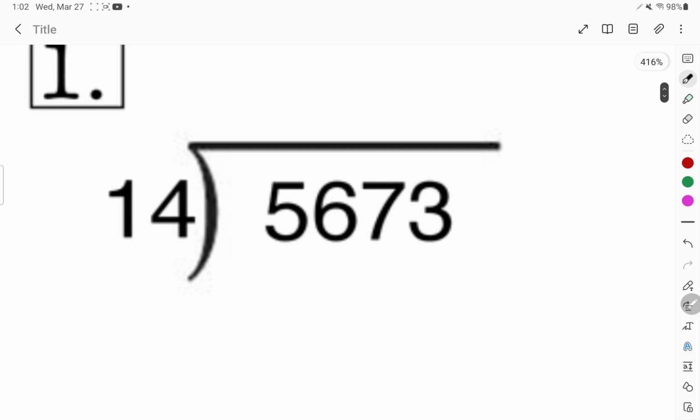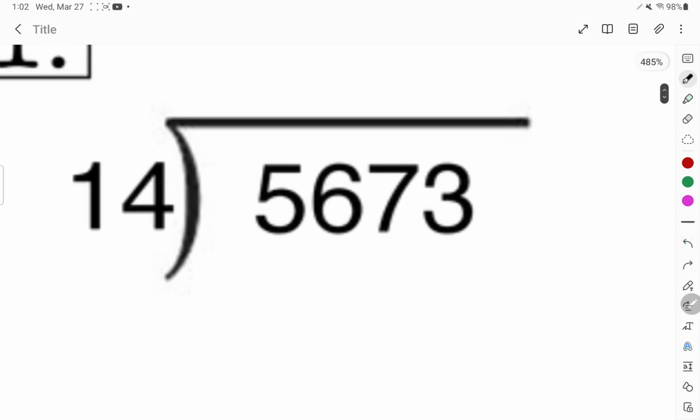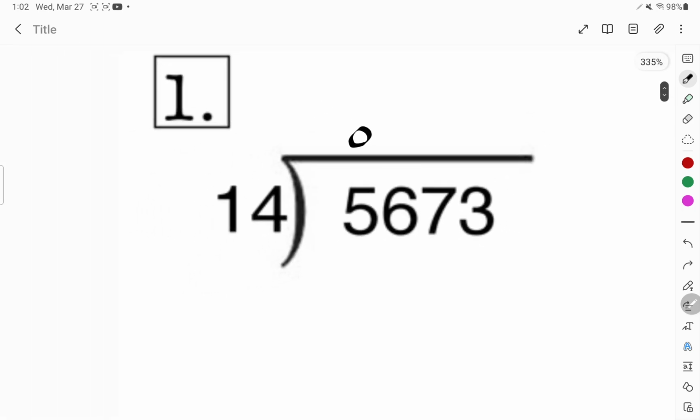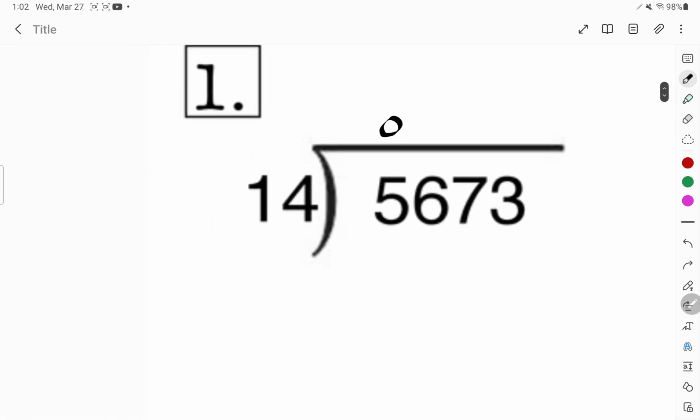You always start with the digits. You're going to start with the first digit and work your way down. Okay? So how many 14s can I fit into 5? Well, that one's easy, because I can't fit any 14s into 5. So I'm going to go ahead and move to the next one. And now I'm going to be looking at both these numbers. So now it's a 56. So how many 14s can I fit into 56? So let's figure this out.